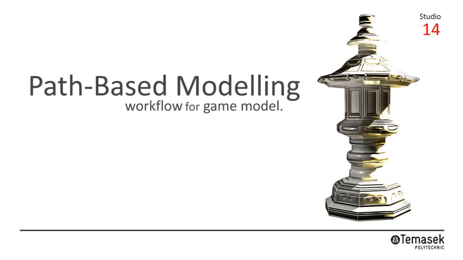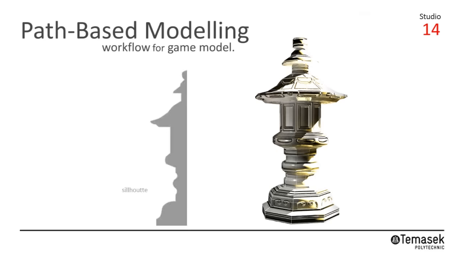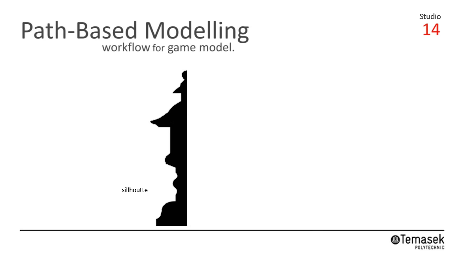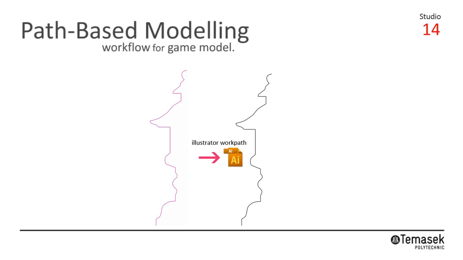Today, we are going to explore a path-based modeling workflow in creating another game model, a science fiction lantern. In this practice, you will need to think in a conceptual model of a silhouette, commonly known as a positive or negative shape. Based on the silhouette of a lantern, we are going to trace its shape digitally, then converting it to a vector work path.